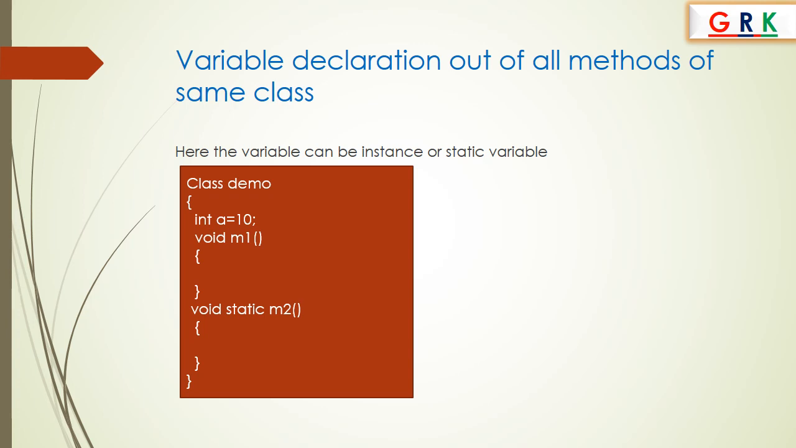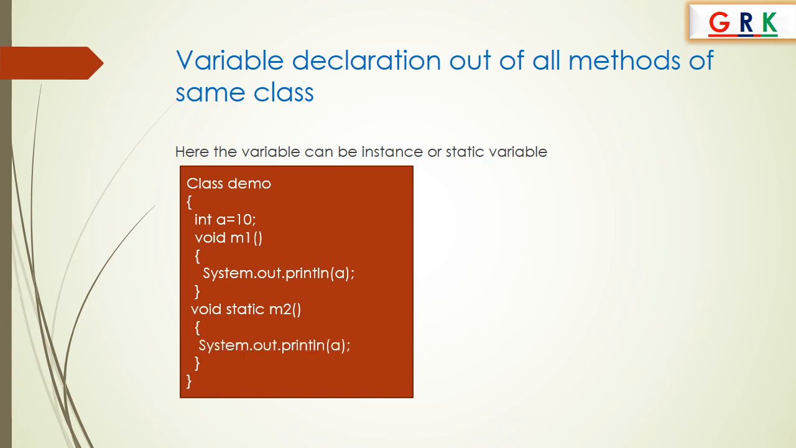When an instance variable is declared outside of all methods but in the same class, its scope is from the starting of the class to the ending of the class. Throughout that class, everywhere we can access that variable, but the condition is that the variable is an instance variable, so it can be used only in instance methods, not in static methods. Here m1 is an instance method, so we can print the value of a in the m1 method, because a is instance and m1 is also instance.